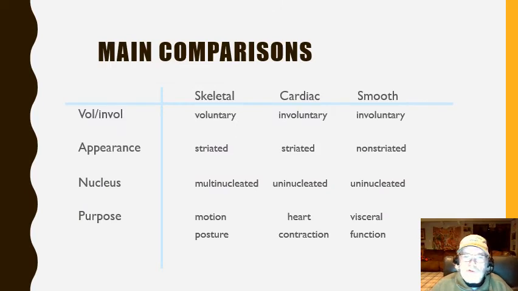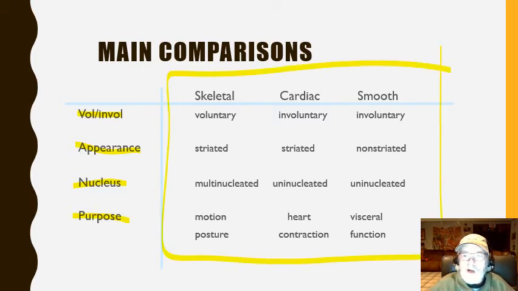And this is just a sort of chart comparison that shows you the difference comparing the four major categories: whether it's voluntary or involuntary, what it looks like, striated or non-striated, how many nuclei it has, and its purpose. Okay, this is just a summary of everything we've talked about on the previous slide.